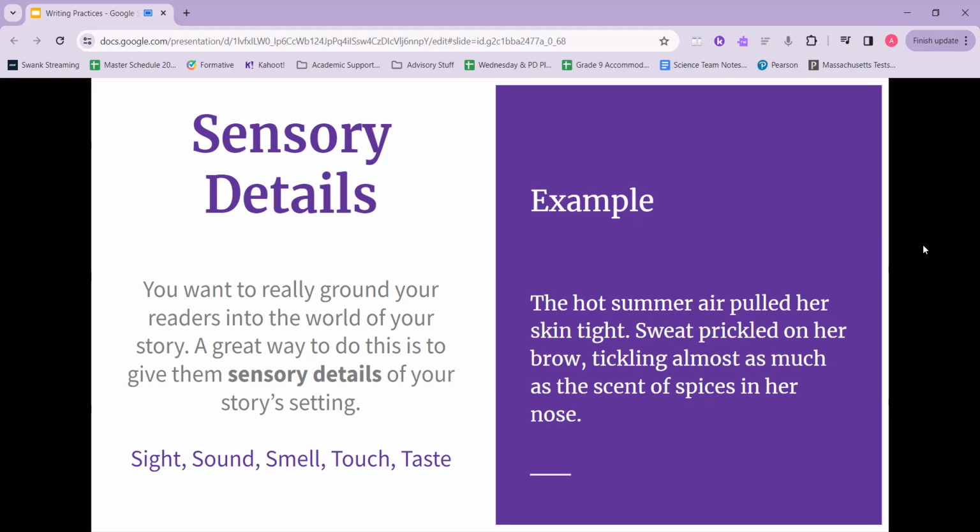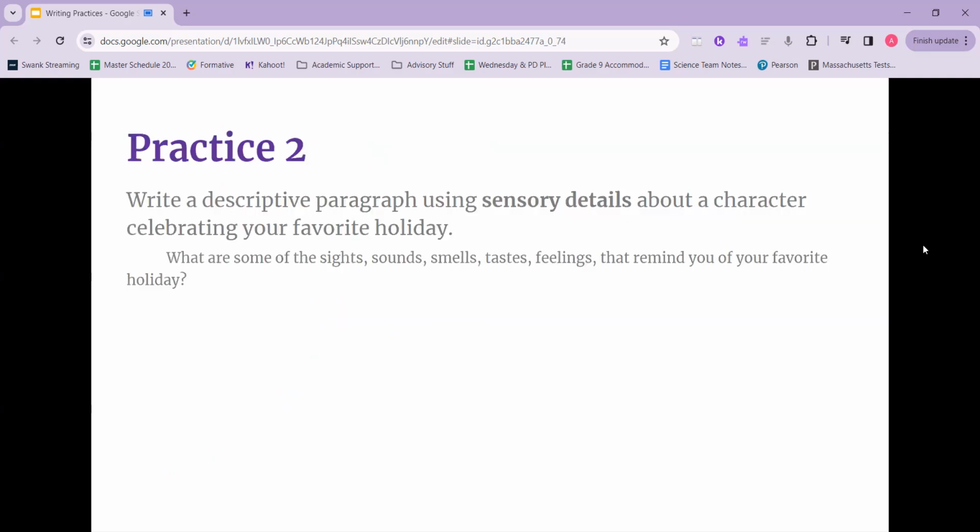Is it quiet? Okay, so next, just a little practice again. Couple of sentences. Write a descriptive paragraph using sensory details about a character celebrating your favorite holiday. So, what are some of the sights, sounds, smells, tastes, and feelings that remind you of your favorite holiday? Just write a couple of sentences about a descriptive thing happening to a character celebrating your favorite holiday.